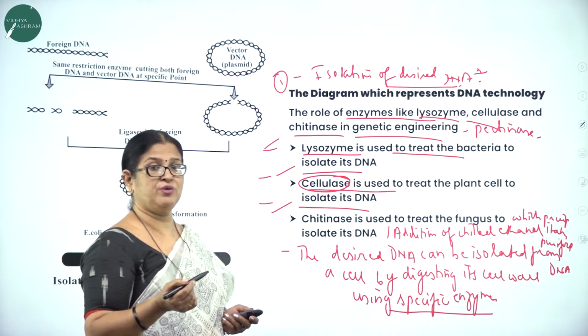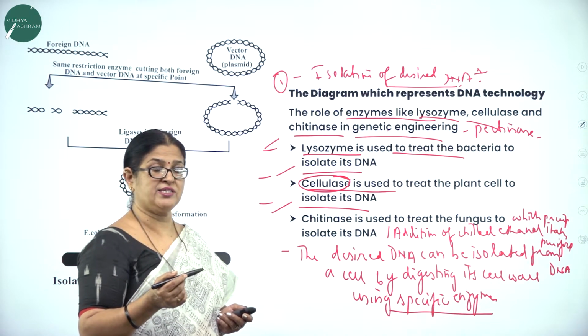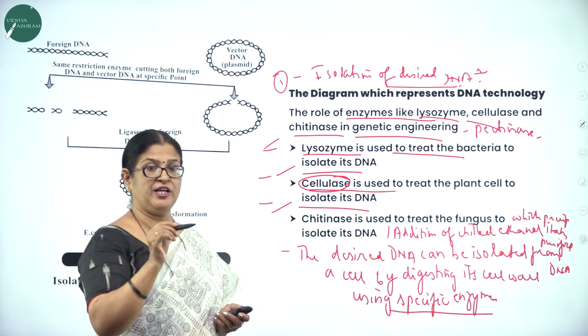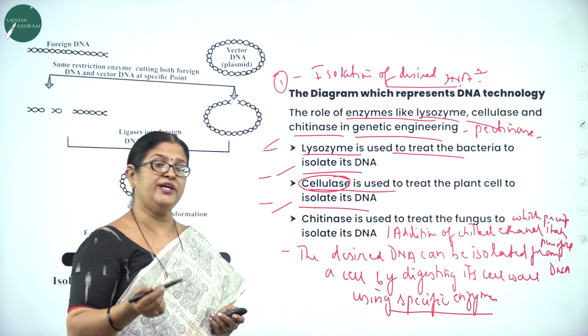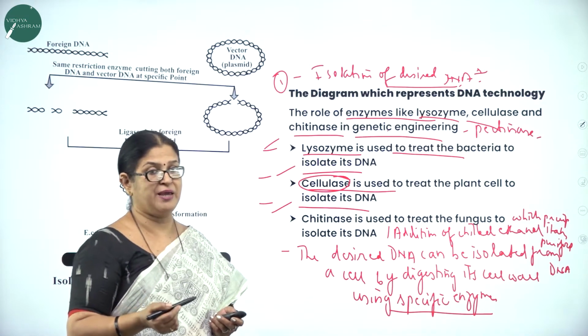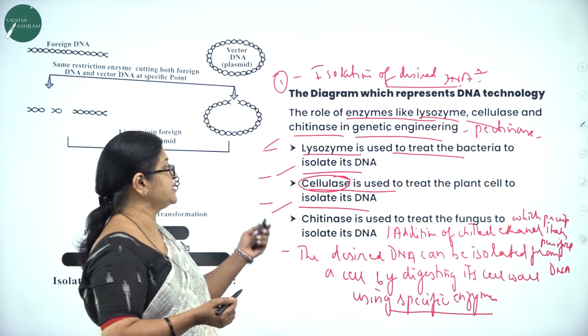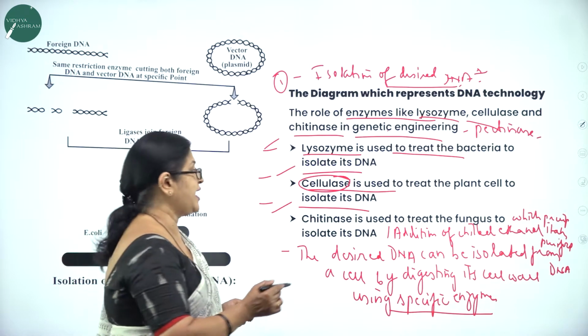So as we all know, enzymes work in a lock and key system. For a particular substrate, there is a particular enzyme which acts. Like for example, for carbohydrates, carboxylases; proteins, proteases; lipids, lipases. So cellulose, cellulase, right? Then next, chitinase.